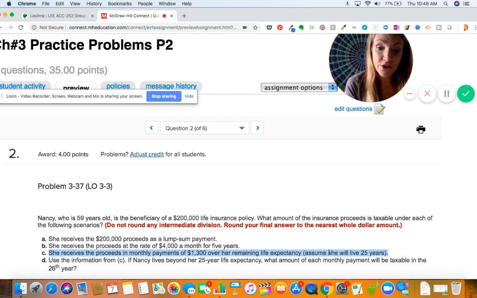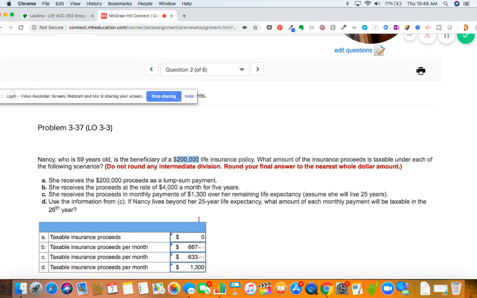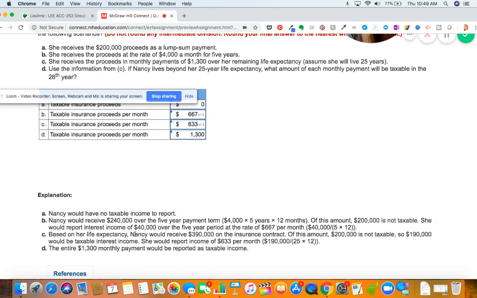So if she's getting $1,300 a month for 25 years, we'll take 1,300 times 12, 15,600 per year, and then times 25 years. So that's 390,000. That's 190,000 more than 200,000, right? Nancy would receive 390. So since 200,000 isn't taxable, only 190 would be taxable interest income.